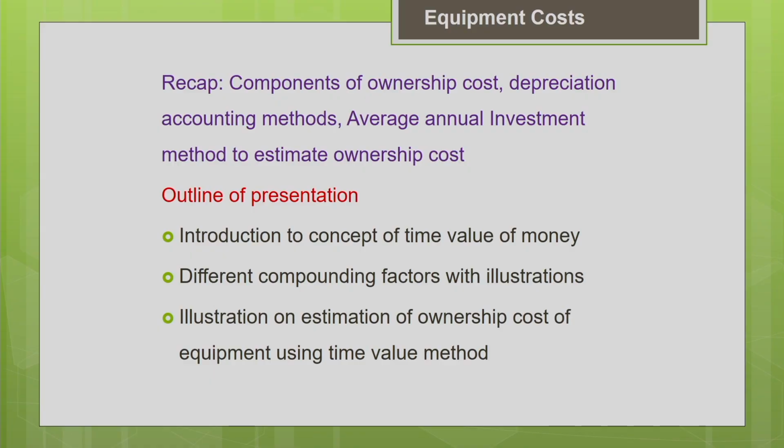So let us have a recap of what we learnt in the previous lecture. In the previous lecture I introduced you to the components of the ownership cost. We discussed the different depreciation accounting methods. Then we worked out a problem on how to estimate the ownership cost using the average annual investment method.